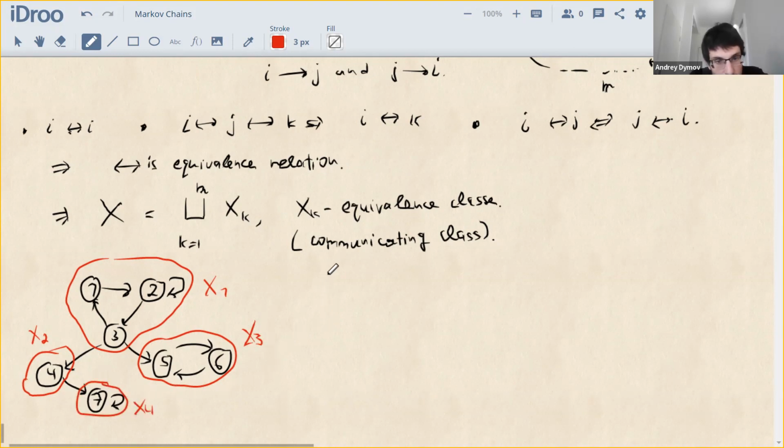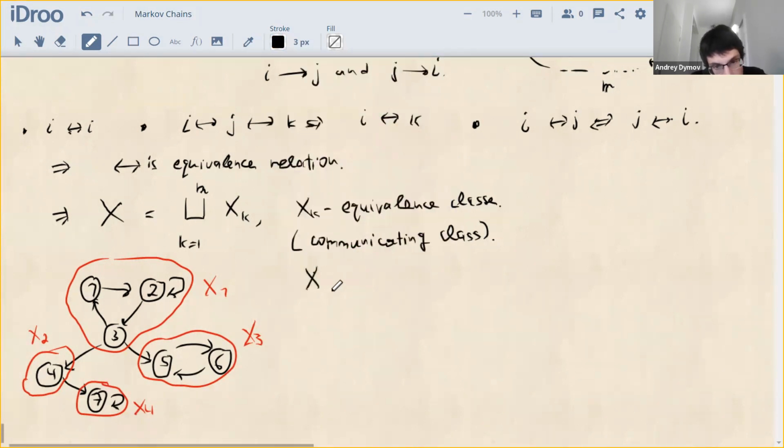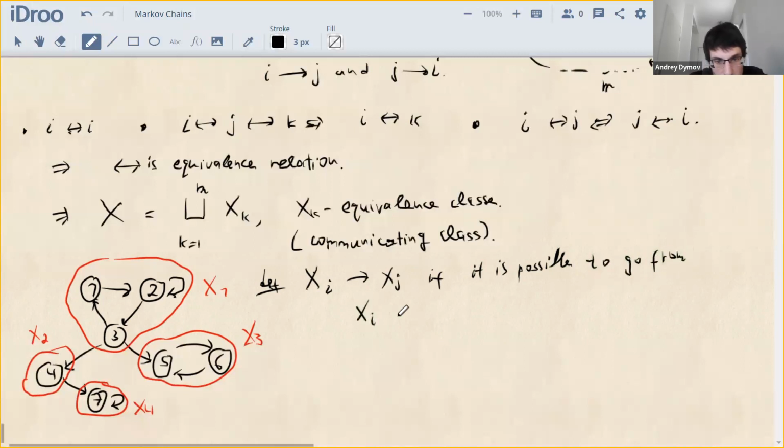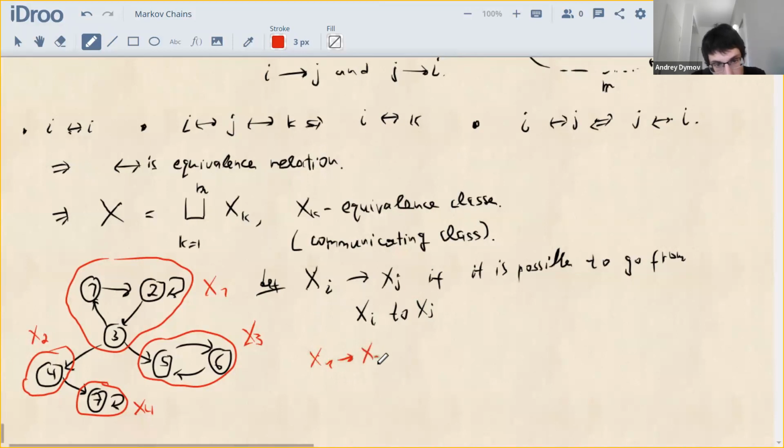For communicating classes, I will say that a class xi leads to class xj if, so this is another definition, well, I'll write it informally, it is possible to go from the class xi to the class xj. Look, in our example, the class x1 leads to the class x2. The class x1 leads to the class x3, and then the class x2 leads to the class x4, right? To the class x4.